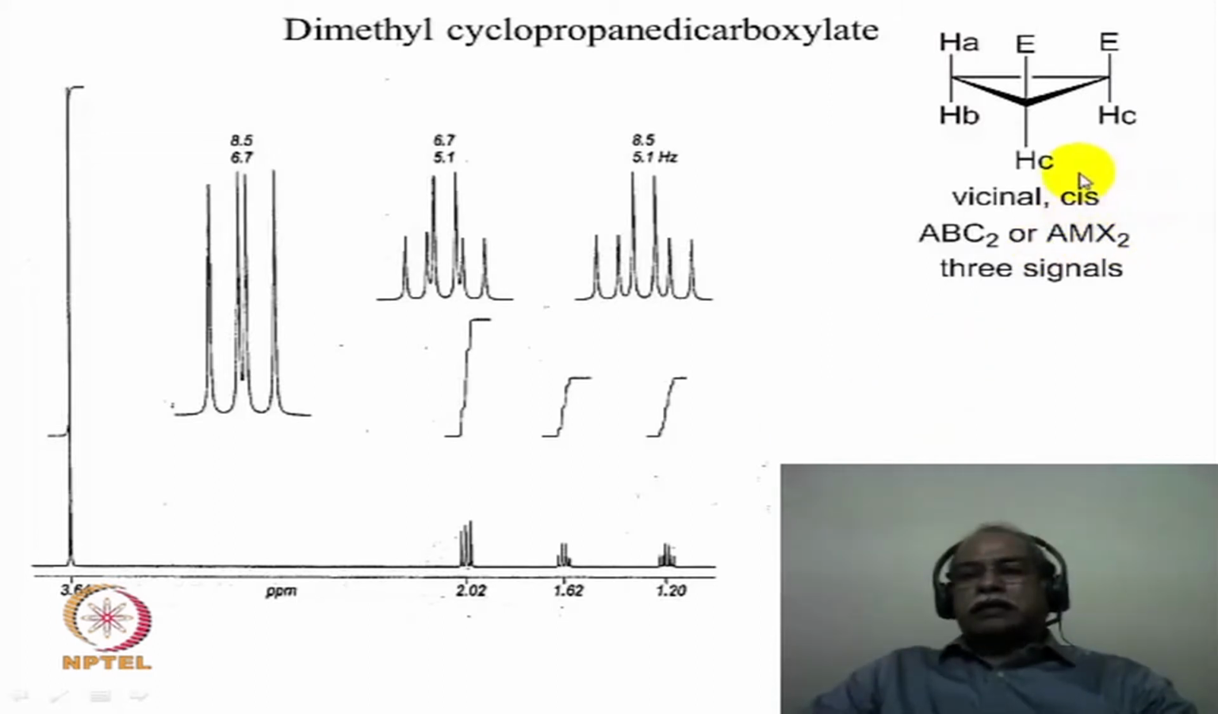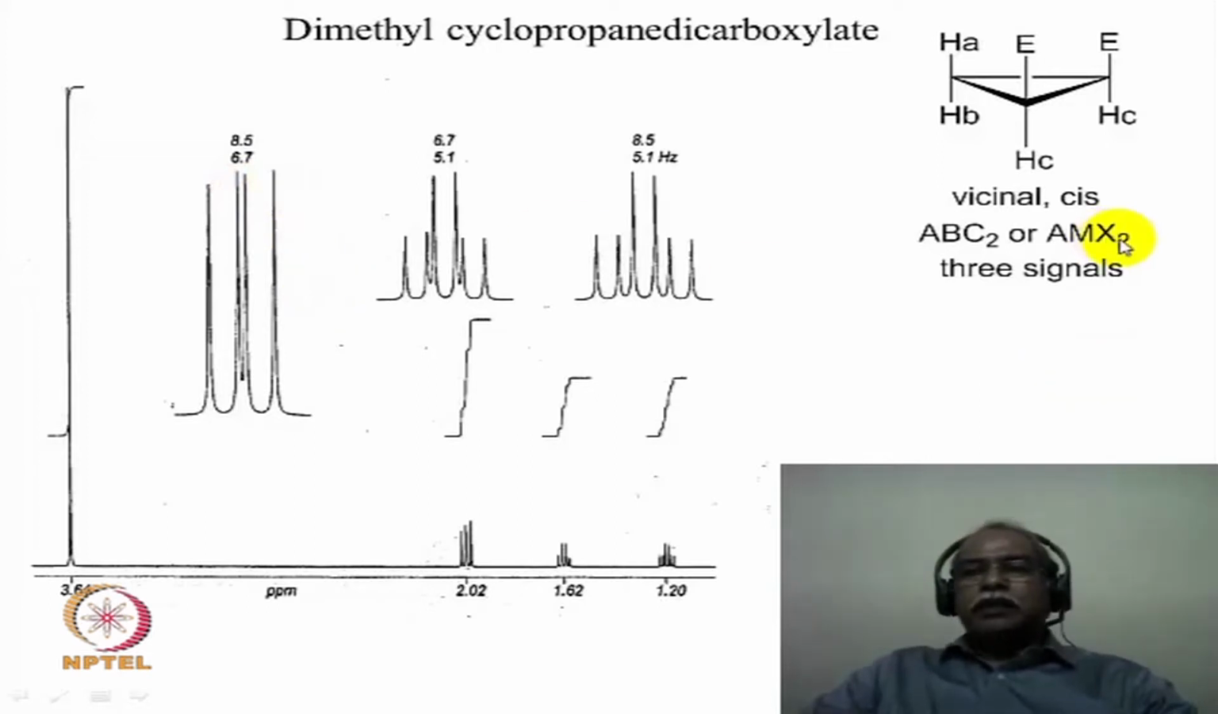Now let us take the example of HC. HC is two hydrogens which are attached to a carbon bearing the ester functional group. Most likely these are the two hydrogens which will come at a higher delta value of around 2 ppm or so, with a multiplicity of doublet of a doublet. You can see a 4-line pattern here. The chemical shift value is 2.2. The coupling constant values are already given here: 8.5 and 6.7.